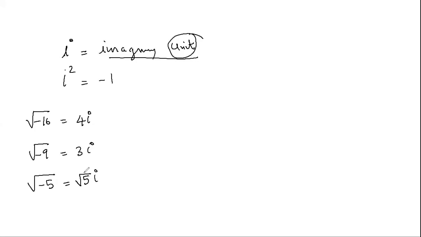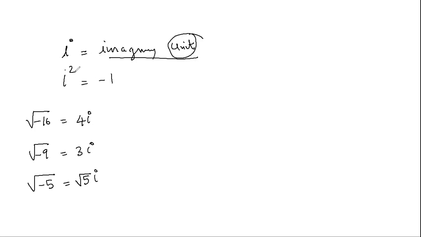One question, sir. This i, its value is constant for us, that the square of i is minus 1? Yes, the square of i is minus 1. So it's a constant. You cannot change that. It's like you're defining a new number, such a number whose square is minus 1. Remember, this number is not a real number. It's an imaginary number.